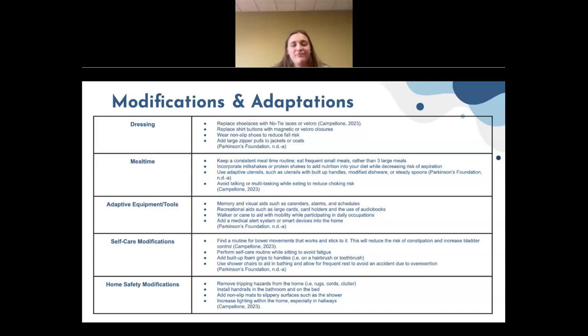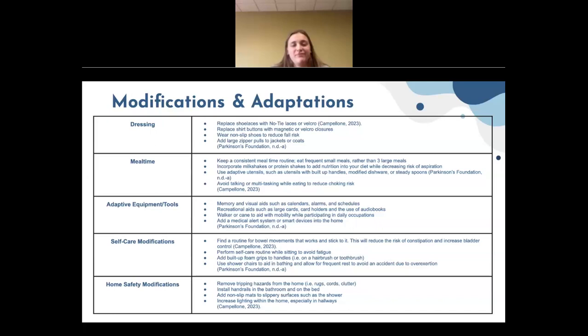that are being experienced. During mealtime, the biggest focus is going to be reducing the risk of aspiration for the patient. So keeping a consistent mealtime routine, eat frequent small meals rather than 3 large meals, just so that you're not trying to get so much down at one time. Incorporating milkshakes or protein shakes to add nutrition to your diet while decreasing the risk of aspiration. And then using adaptive utensils such as utensils with built-up handles, modified dishware, or steady spoons to increase independence within feeding. And lastly, avoid talking or multitasking while eating to reduce the choking risk.